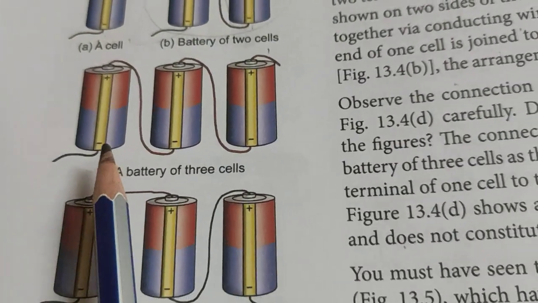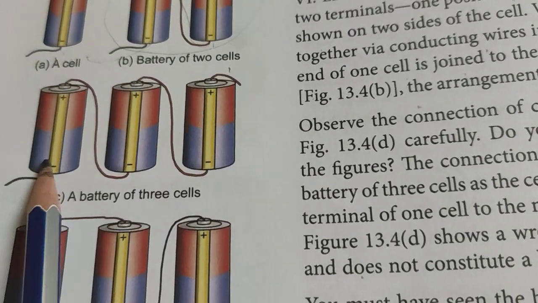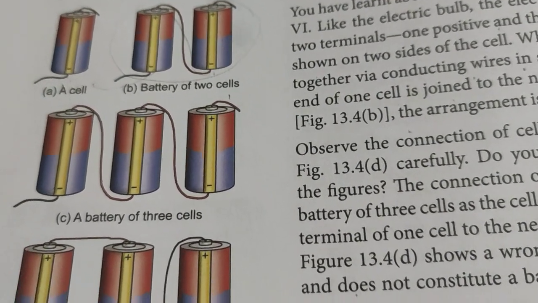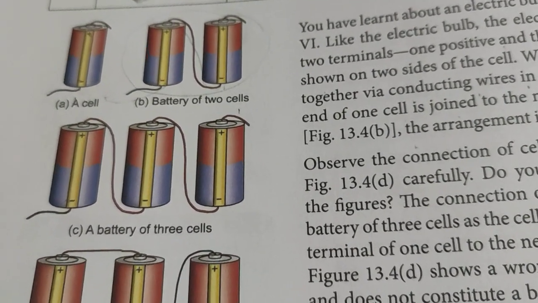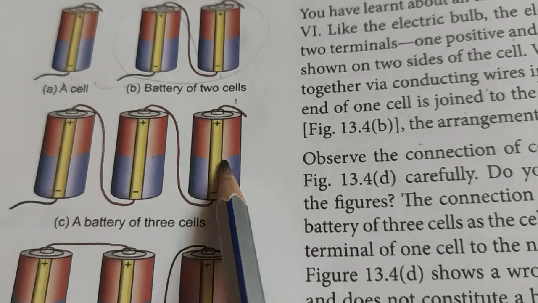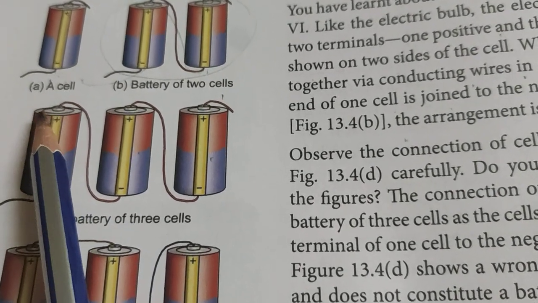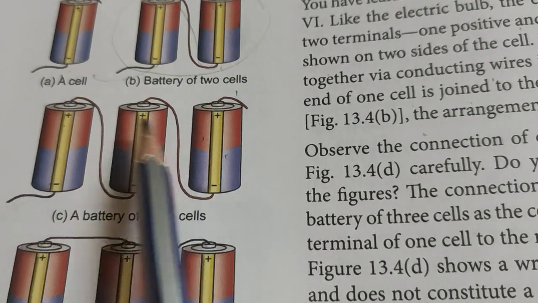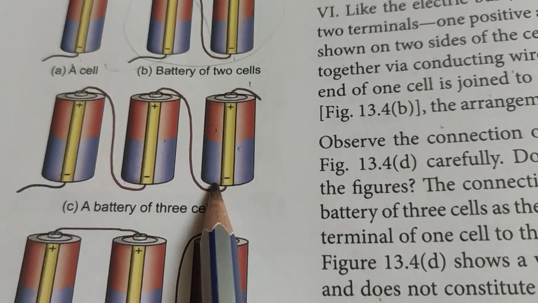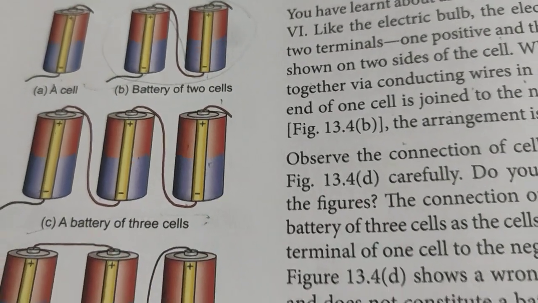Sometimes, if it's a bigger appliance, you will need three batteries. If you are using a torch, sometimes you use two batteries, sometimes three. In three batteries, how are the cells attached to each other? Always remember, the cells are attached from positive to negative, again from positive to negative. So this is a battery of three cells.